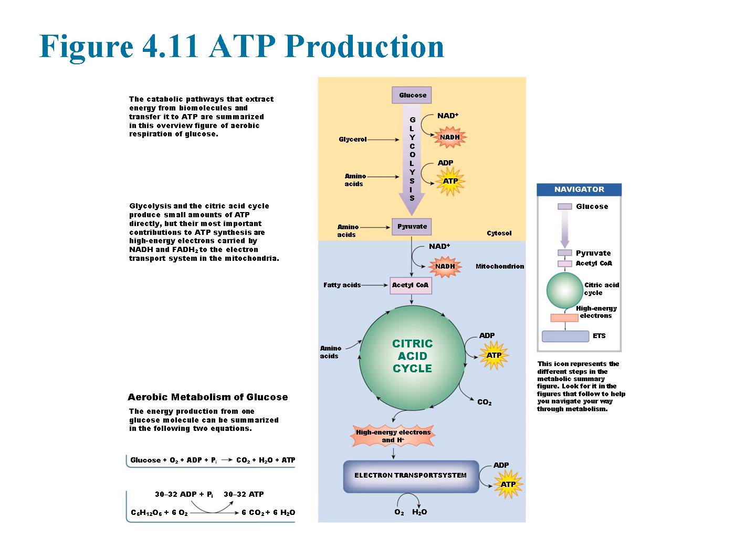Here, we can calculate overall ATP yield. From one glucose molecule, aerobic metabolism can produce 30 to 32 ATP. This includes ATP from glycolysis, the citric acid cycle, and the electron transport system.